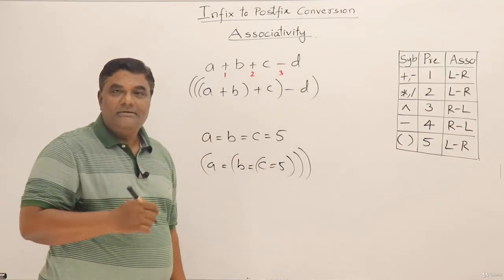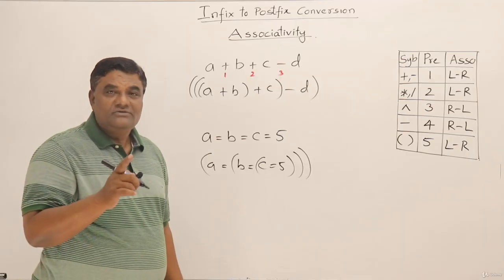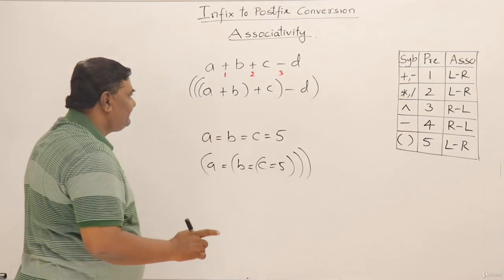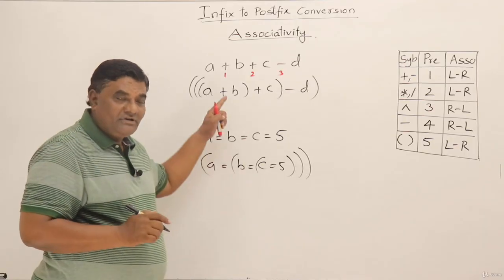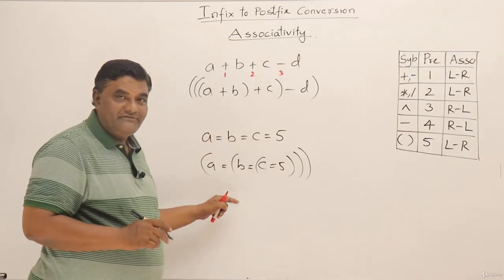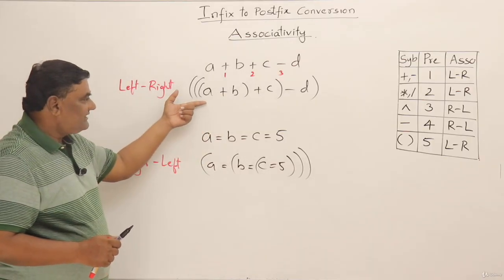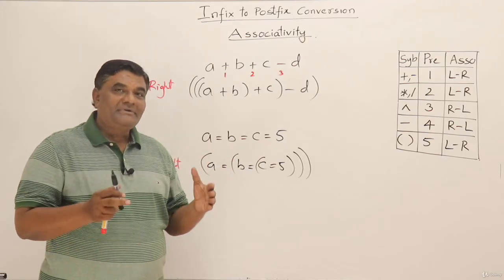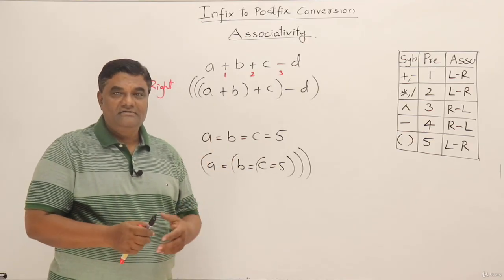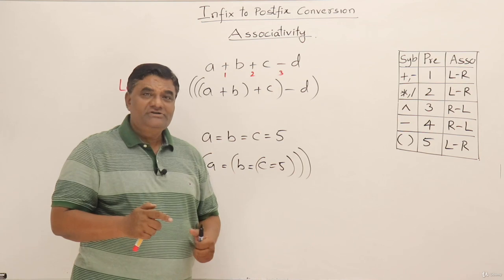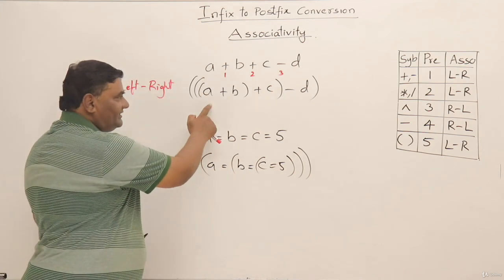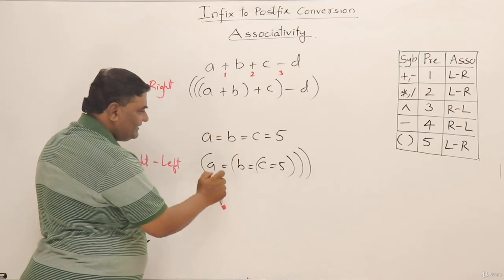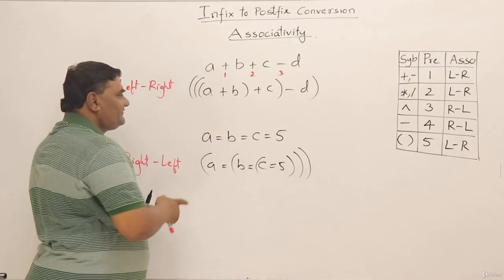So from these two examples we can understand that there are two types of associativities, that are left to right, then right to left. Here this is left to right associative and this is right to left associative. So if precedences are equal, then we look at associativity. Let me show you the postfix form of the first one, then I will also show the second one. Let us convert this into postfix.